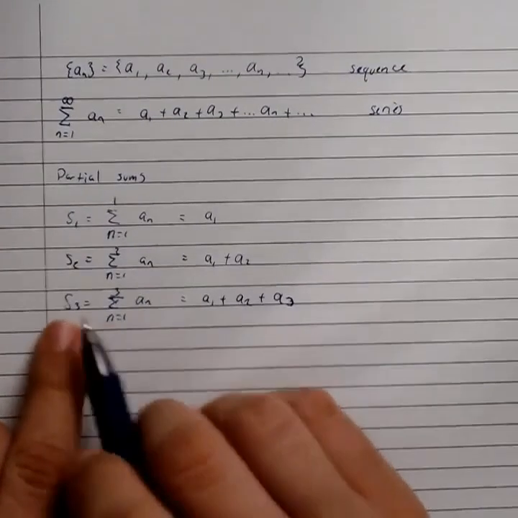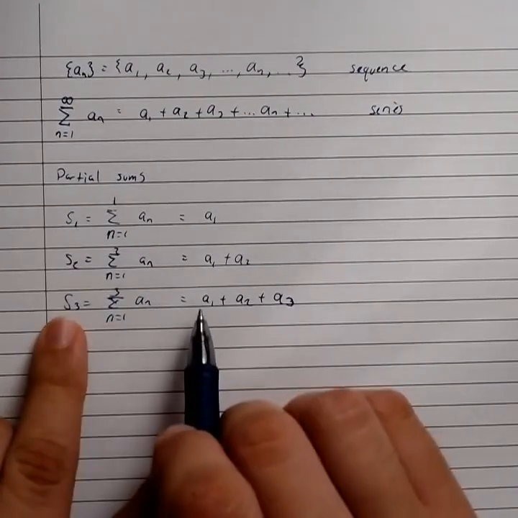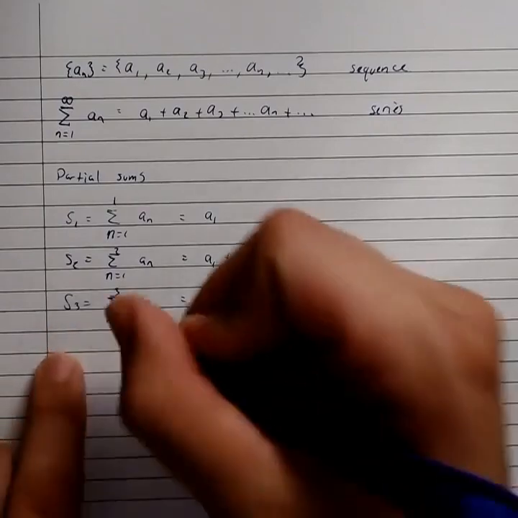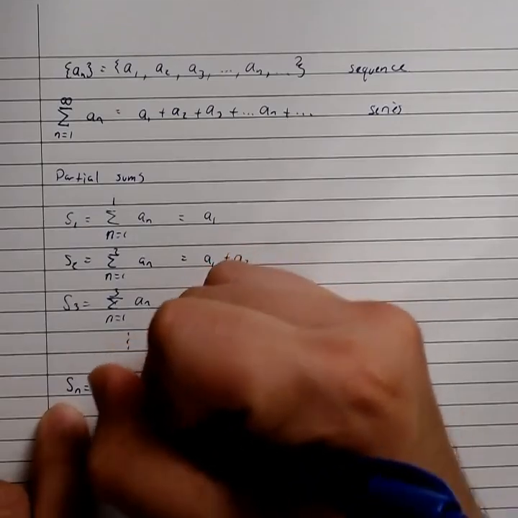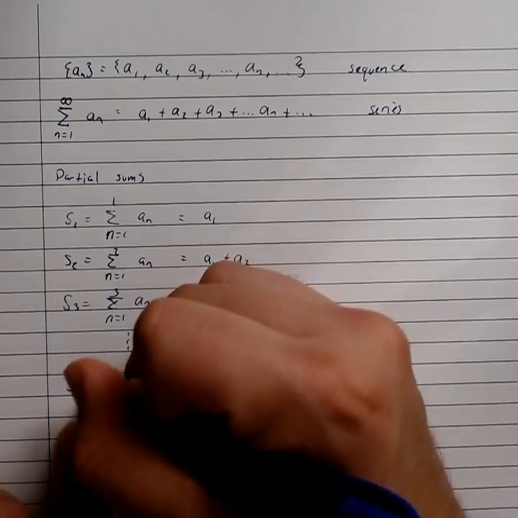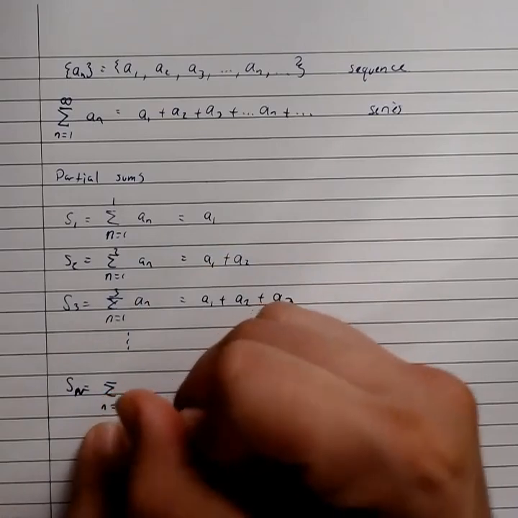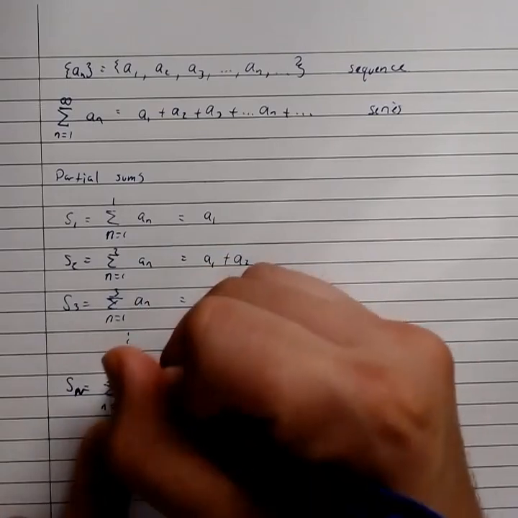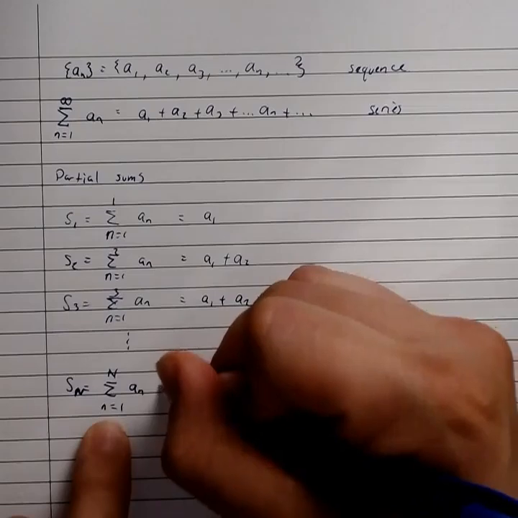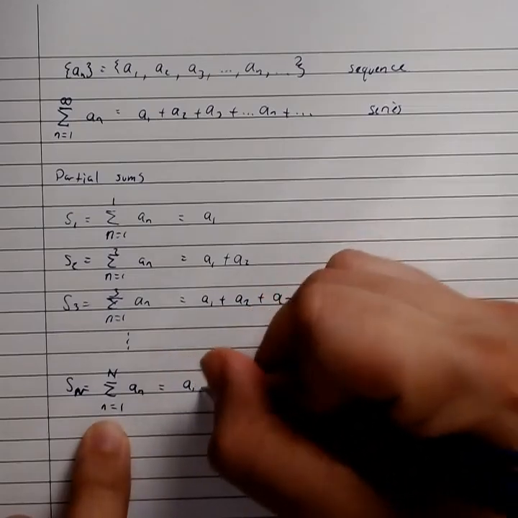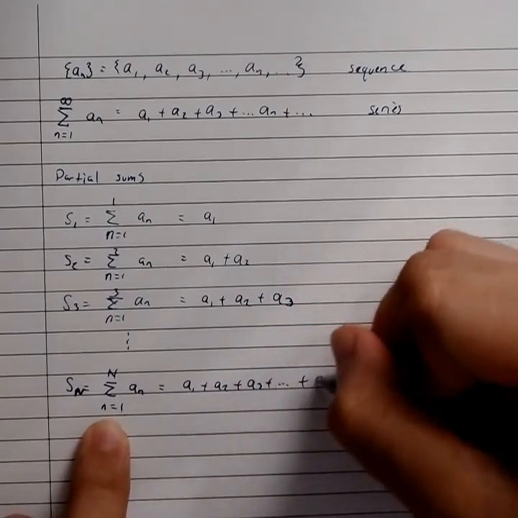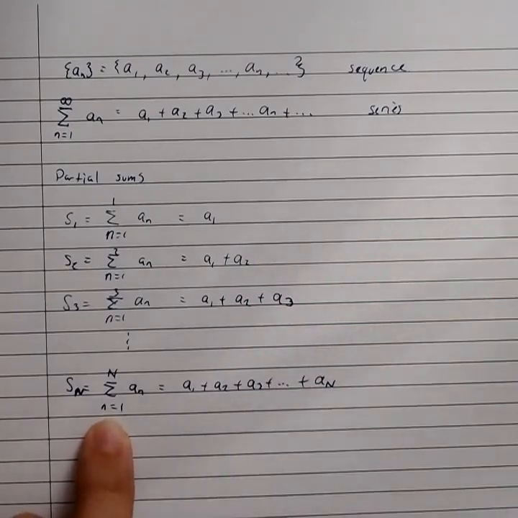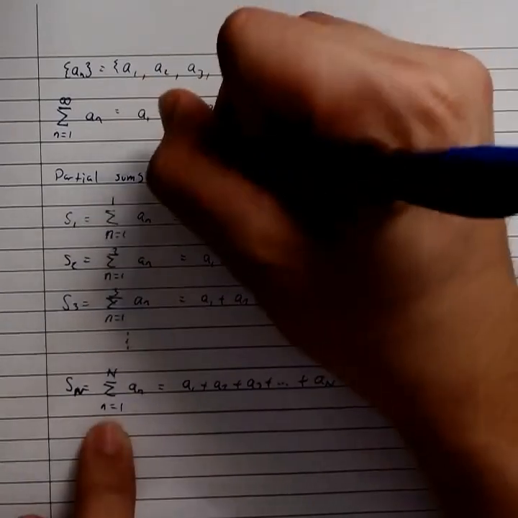So S sub something is the sum of the first something terms. Here, we can take S sub N as being the sum as, and here we'll use a capital N to distinguish it from that little n, as little n goes from 1 up to capital N of a sub little n. Or in other words, it's a sub 1 plus a sub 2 plus a sub 3 plus all the way until you get to a sub N.